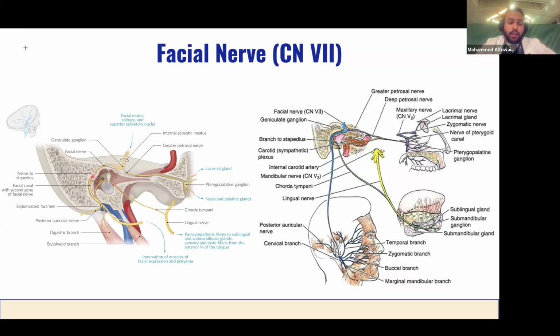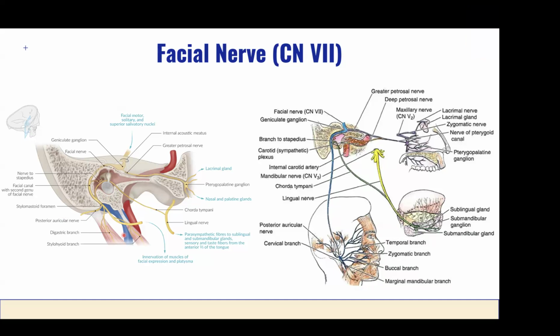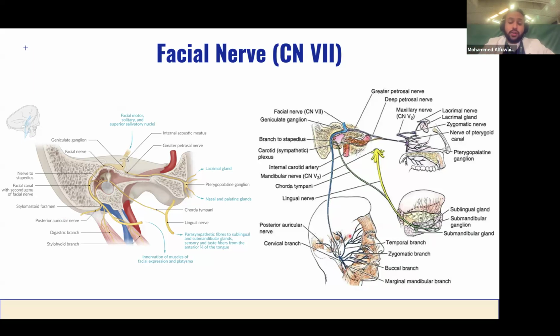Then it will leave the cranial cavity through the stylomastoid foramen. It will give off a sensory branch, which is the posterior auricular nerve, a very small branch. And then it will give off the 5 terminal branches. Which organ does it give off the 5 branches in? Through the parotid gland. Good. So in the parotid gland, it will give its 5 terminal branches, which are temporal, zygomatic, buccal, marginal mandibular, and cervical branch. 5 branches, which supply the muscles of facial movement.